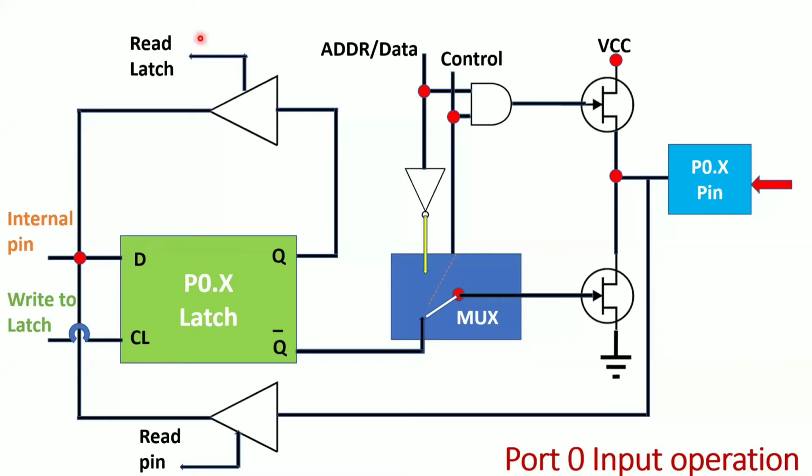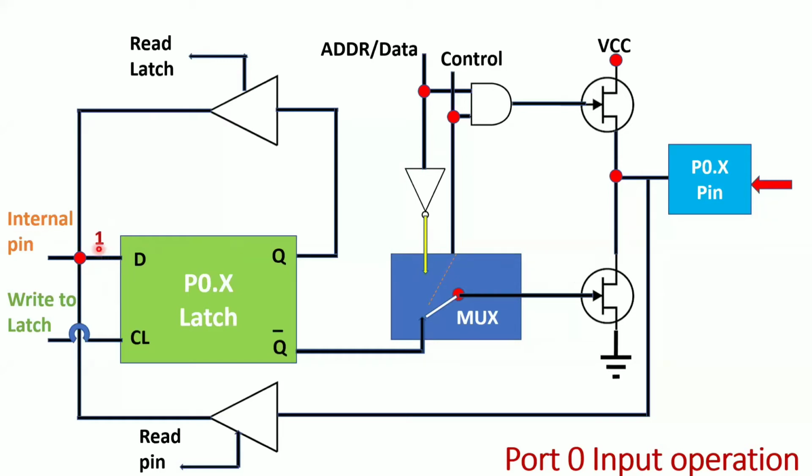What is input operation? Whenever I want to make a particular pin an input, I need to write 1. Where do I need to write 1? Here, the internal pin, where we are able to send the data. Look at this internal pin, where I want to write the value. What is the value I need to write to make it an input? 1. Write 1 there.